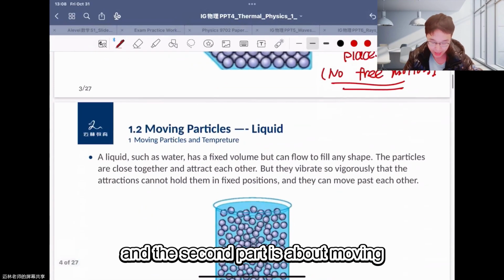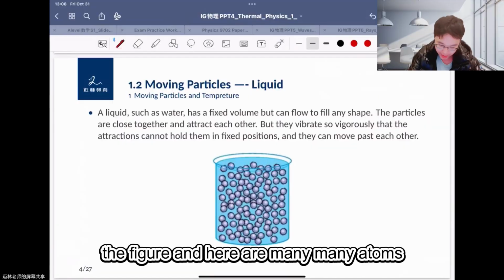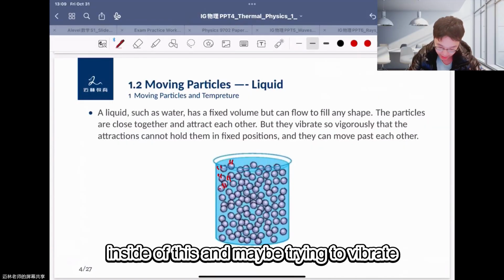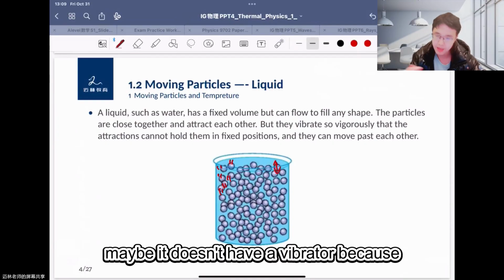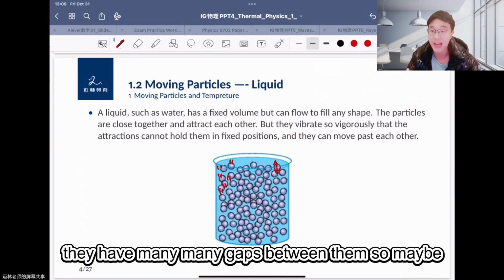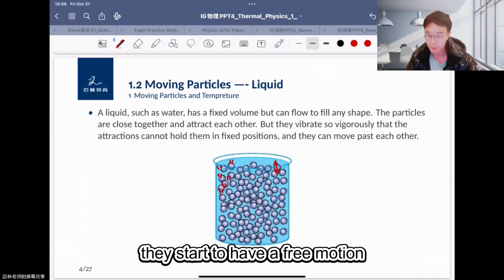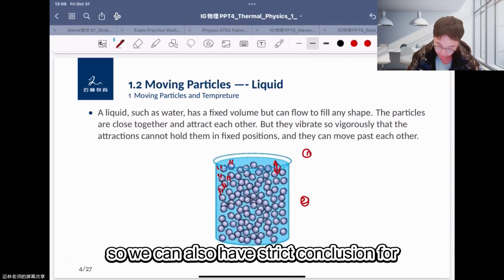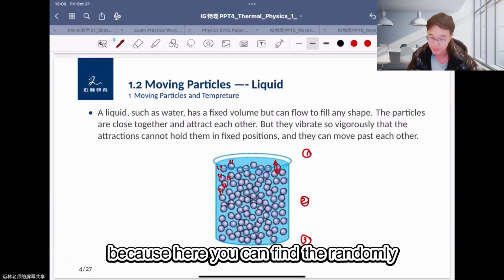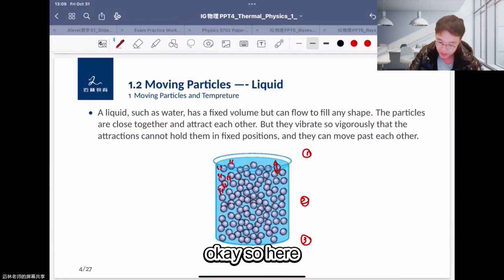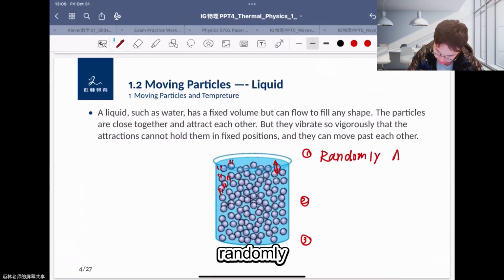Okay, and the second part is about moving particles in liquid, and you can find in the figure. Here are many atoms inside of this, maybe trying to vibrate at every place, right? Maybe it doesn't have a vibration because they have many gaps between them. So maybe from the liquid they start to have a free motion. Okay, so we can also have three conclusions for this. The first conclusion is that their arrangement now is not regular, right? Because here you can find their random arrangement. So the first property is that they are randomly arranged.